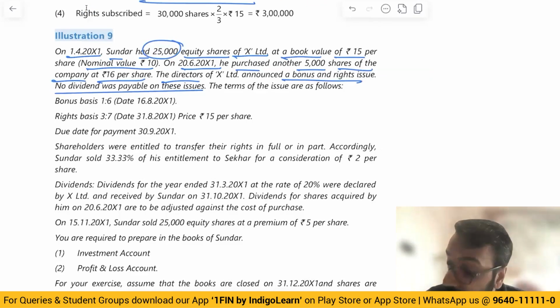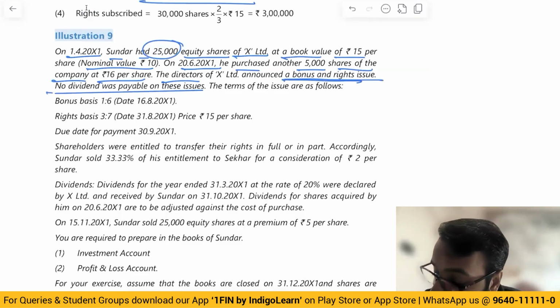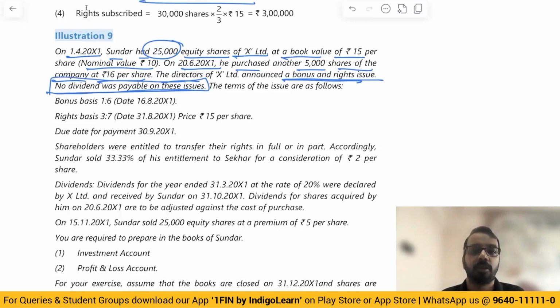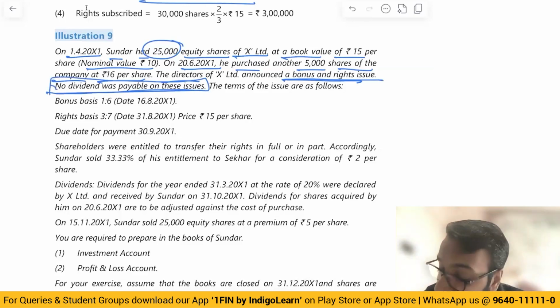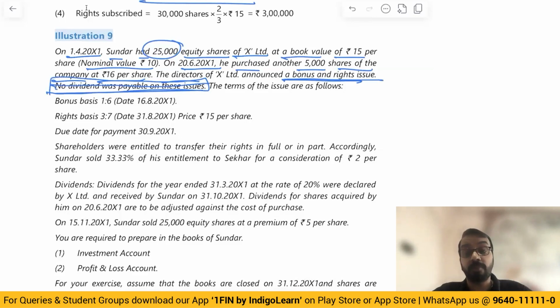Now here, they have clearly said bonus and rights issue. No dividend was payable on these issues. So if dividend information is given, only the original shares will get it. Sir, if this statement was not given, then what? Then you will assume every share is entitled to the dividend and bonus and rights. Okay, please keep this in mind. That is how it works in real life as well.